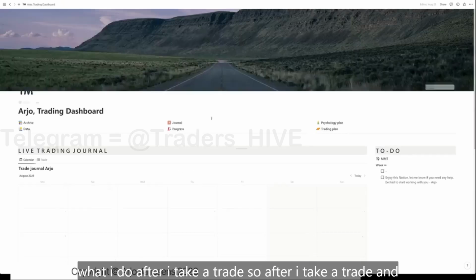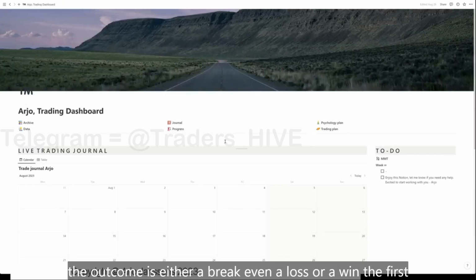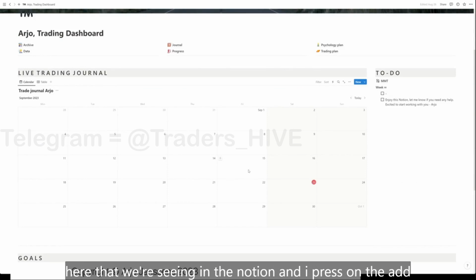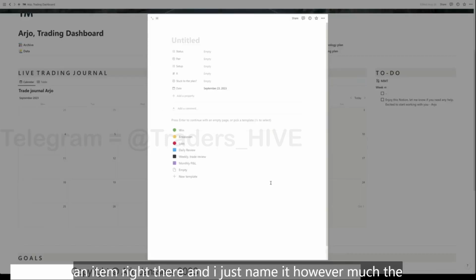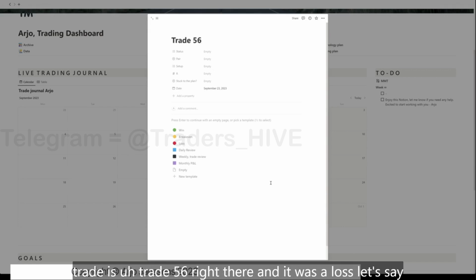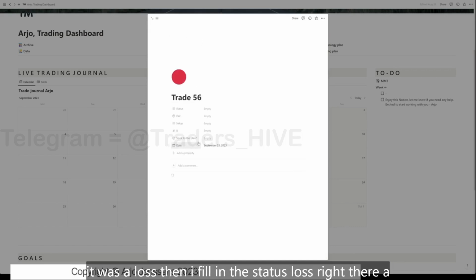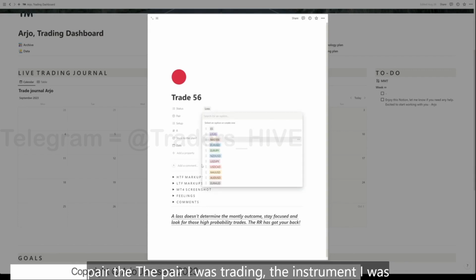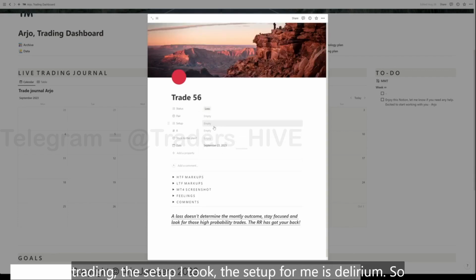So after I take a trade and the outcome is either a break even, a loss, or a win, the first thing I want to do is go into this calendar right here that we're seeing in the Notion, and I press on the add an item right there, and I just name it, trade 56 right there, and it was a loss. Let's say it was a loss. Then I fill in the status, loss right there, a pair, the instrument I was trading, the setup I took.